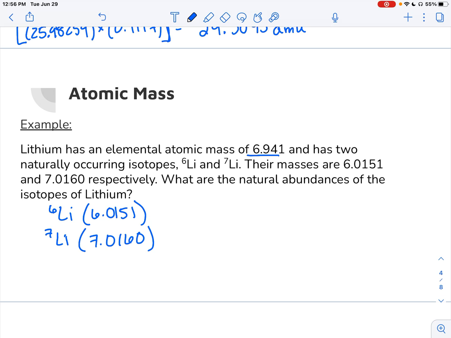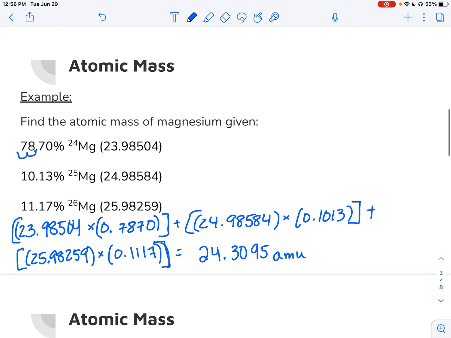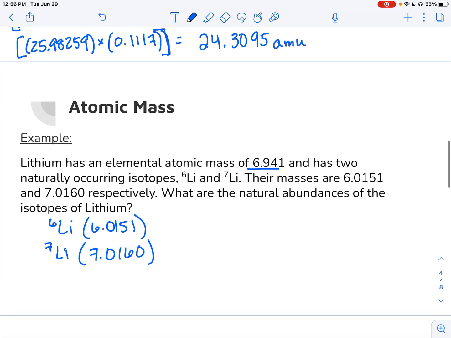So what we do know is that we have two naturally occurring isotopes. We also know that they're going to be some combination that adds up to 100%. Okay, that's the only two we have. So if you look back at this one, magnesium had 3 isotopes. If you add up all those percentages, it comes out to 100. So here, lithium has 2. We know they need to add up to 100.